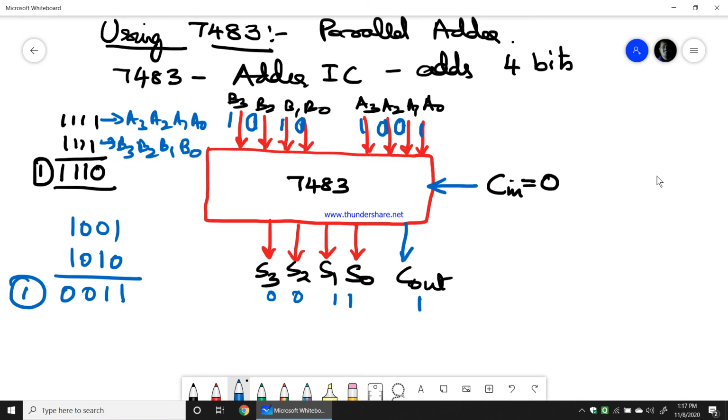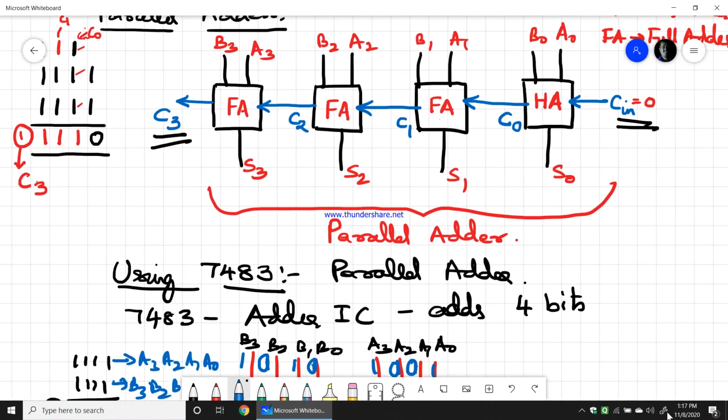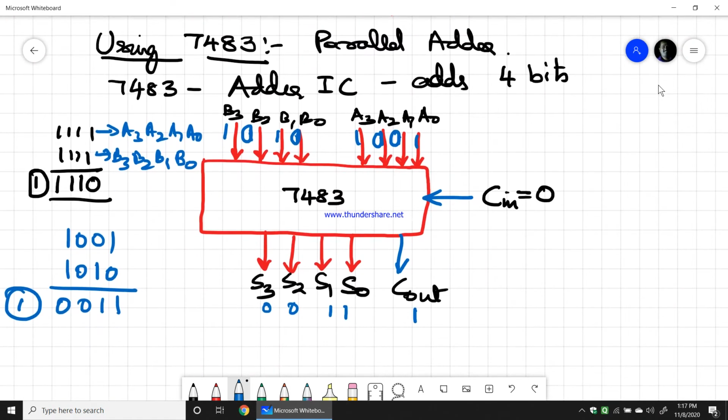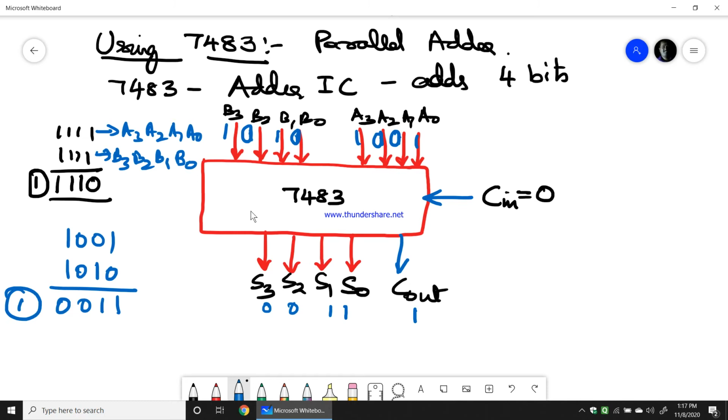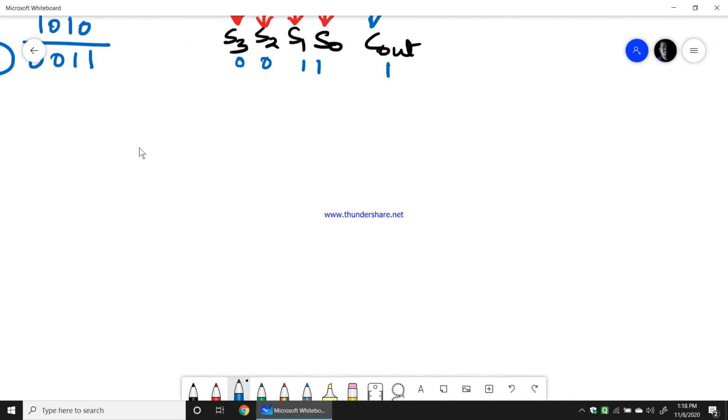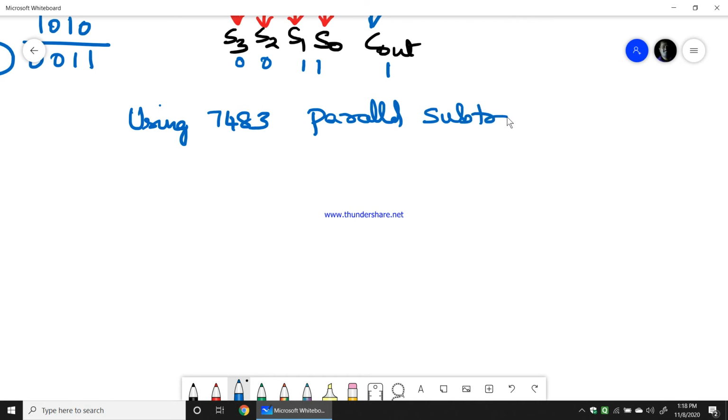So the block diagram of parallel adder is this, where one is the half adder and other 3 are full adders, where if you write using 7483, this would be the IC diagram or the adder diagram for parallel adder using 7483. Now if I design the same using 7483, let me design a parallel subtractor.